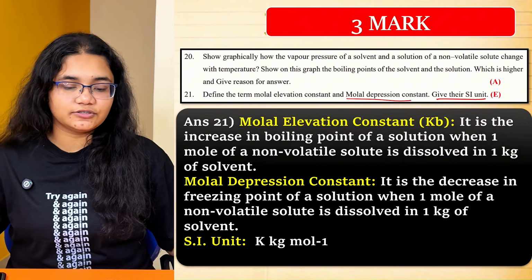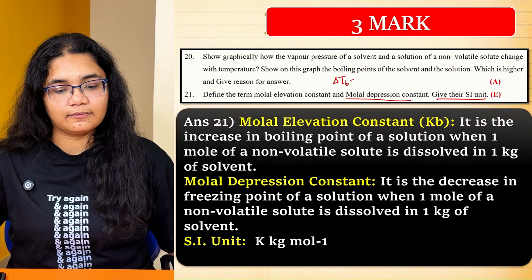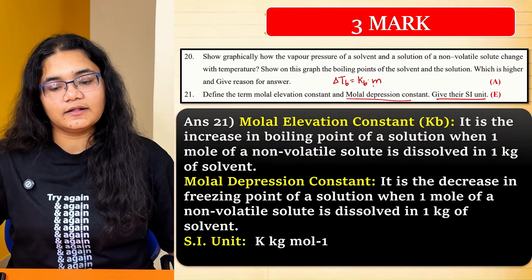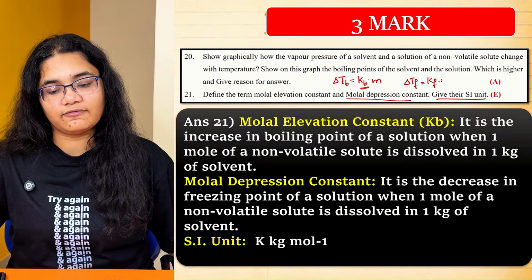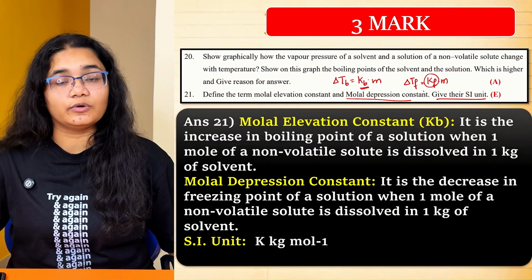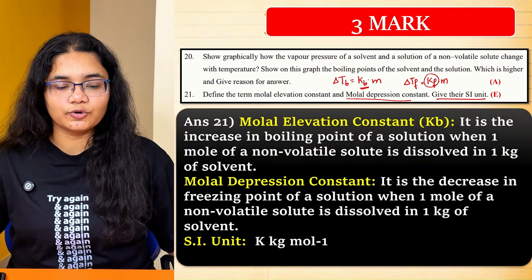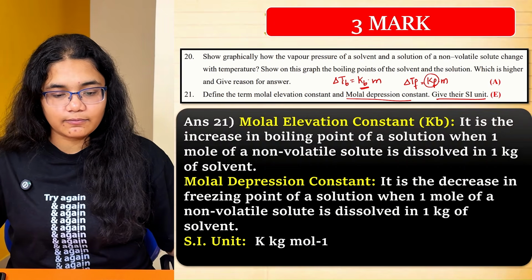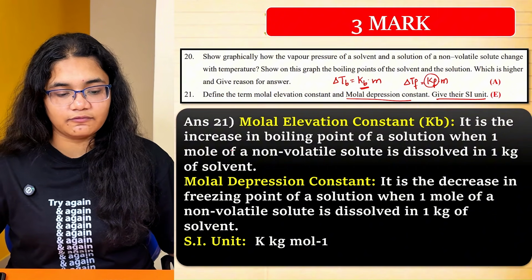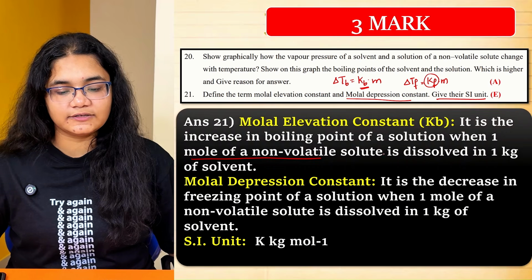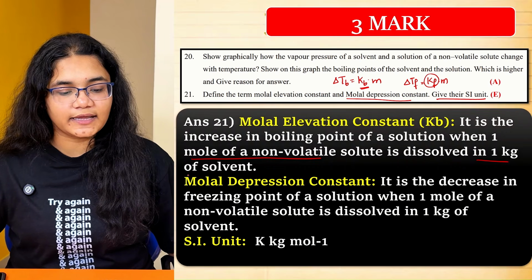So for the molar elevation constant, if you know the formula, delta Tb is equal to Kb dot m. This Kb is called the molar elevation constant. Delta Tf is equal to Kf dot m, and Kf is called the molar depression constant. If the increase in boiling point is 1, it is the increase in boiling point of a solution when 1 mole of a non-volatile solute is dissolved in 1 kg of solvent.